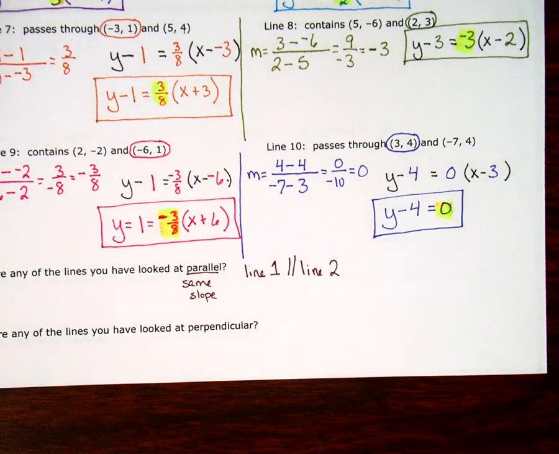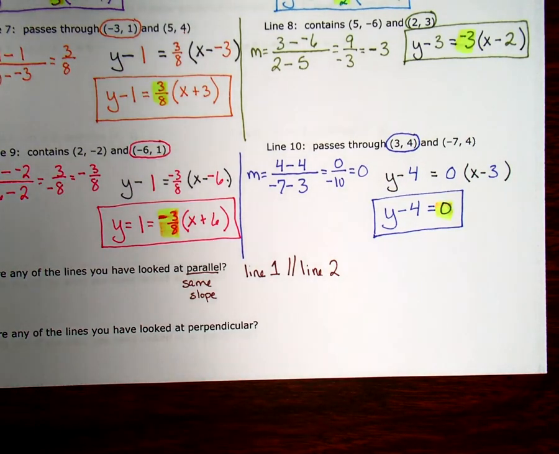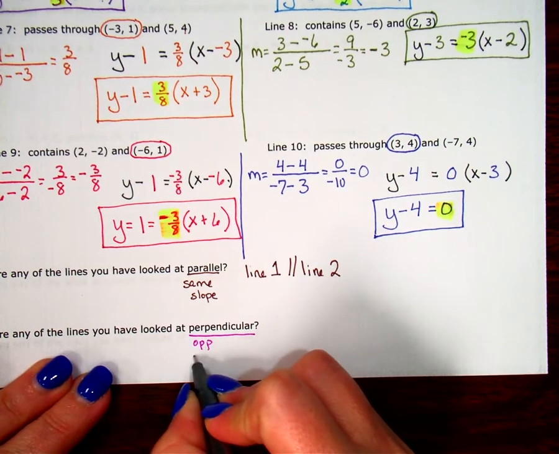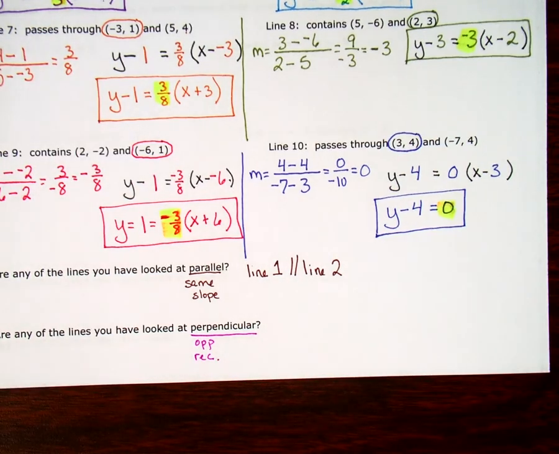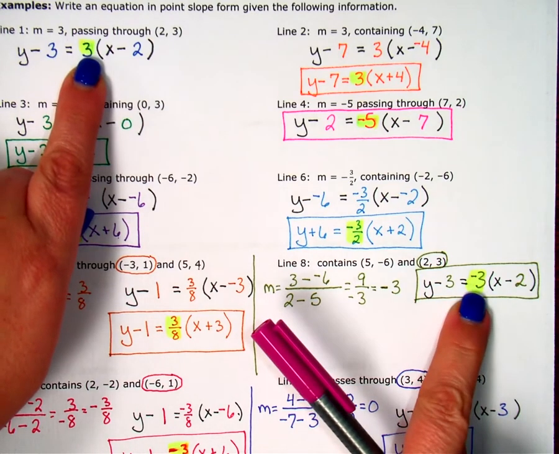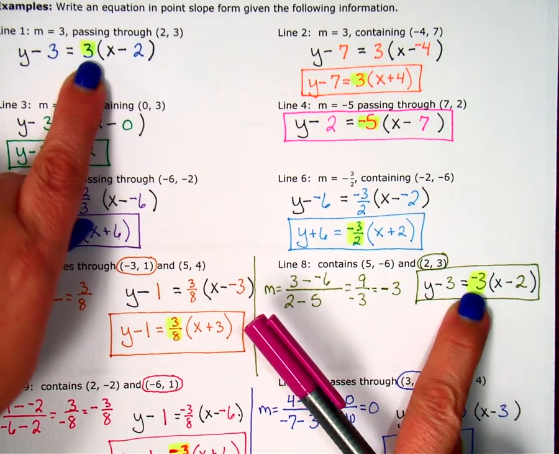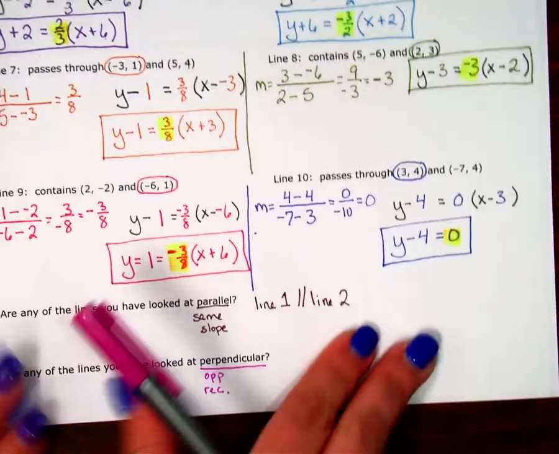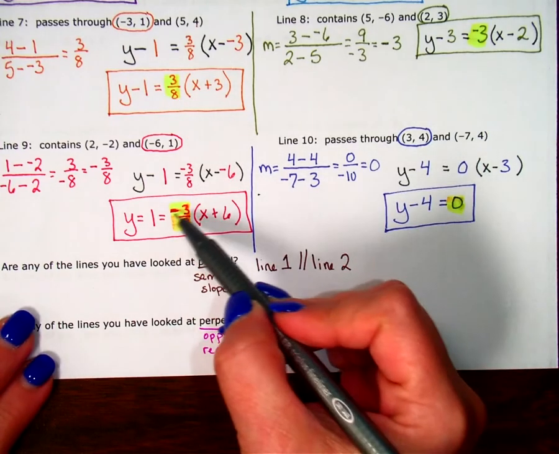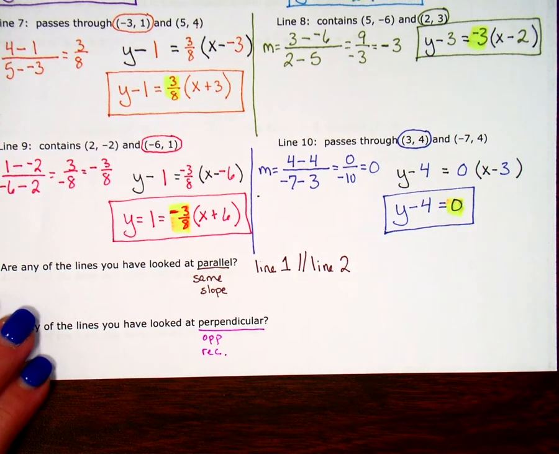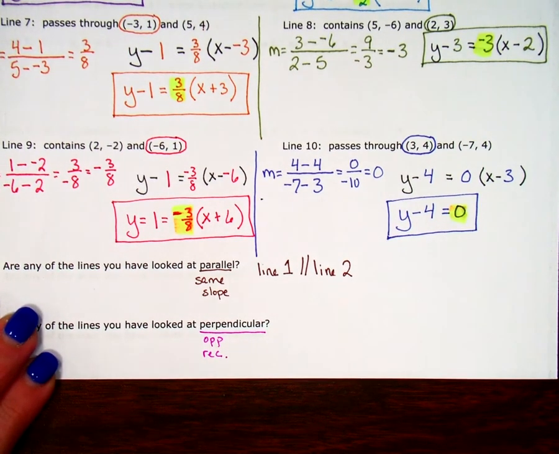Okay? And then the next one says, are any of the lines you've looked at perpendicular? For perpendicular, remember we're looking for opposite and reciprocal, flipped over slopes. So one's got to be positive, one's got to be negative. Remember, we did have this 3 and this -3. So they're opposite, but they're not flipped over, right? So let's see. I do have, if I look down here, a 3/8 and a -3/8. So again, those are opposite, but they're not flipped over, right? So I don't have anything that is both opposite. Oh, wait, I do. I lied. Look right here.